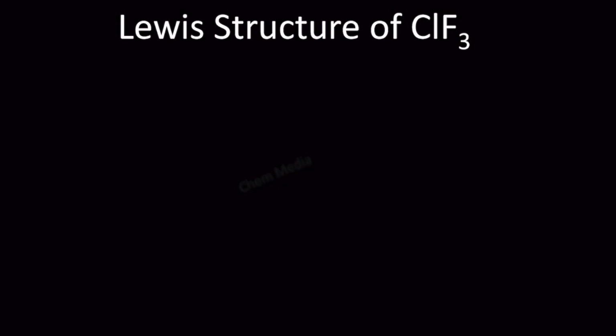Hello everyone, in this video we are going to write down the Lewis structure of chlorine trifluoride, which is an interhalogen compound. To determine the Lewis structure, first we need to count the total number of valence electrons in the molecule. Atomic number of chlorine is 17 and therefore we have 17 electrons in the element.